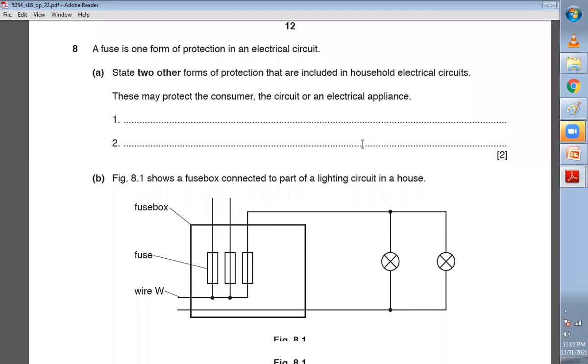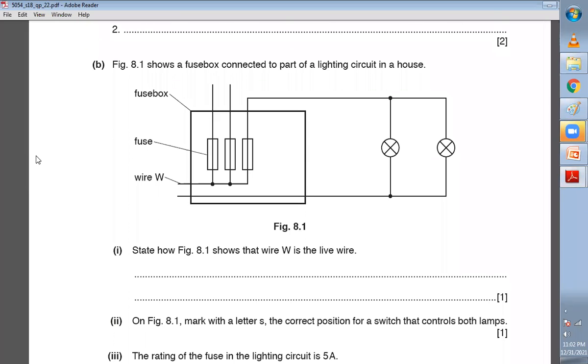Okay. So now he says the figure 8.1 shows the fuse box connected to part of a lighting circuit in a house. State how the figure 8.1 shows the wire W is the live wire. You see, live, this is W wire. And how do we know that this is the live wire? Because these fuse are connected here. The fuse are always connected in the live wire.